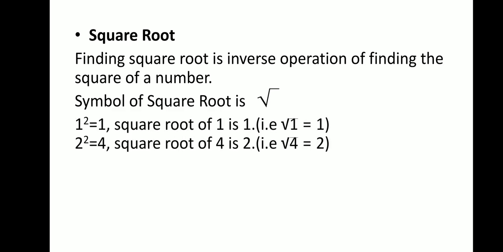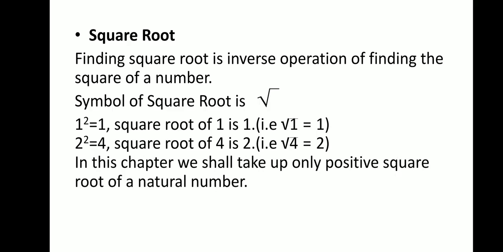Now, 1 square is equal to 1, that is, square root of 1 is 1, and that can be written in symbolic form. It will be square root of 1 is equal to 1, or under root of 1 is equal to 1. 2 square is equal to 4, square root of 4 is 2, that is, square root of 4 is equal to 2.